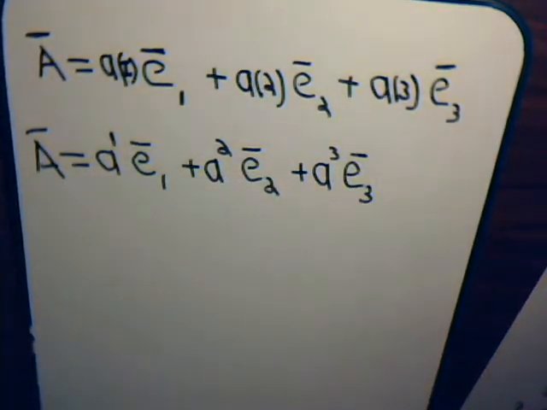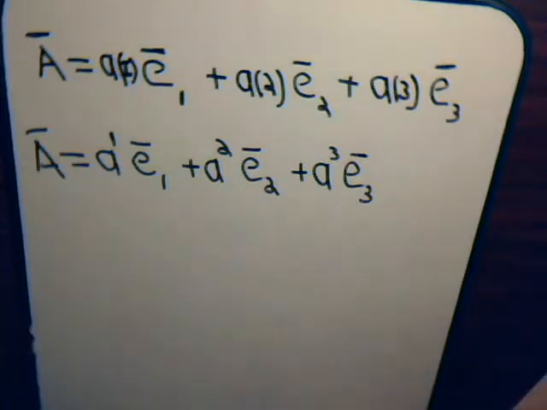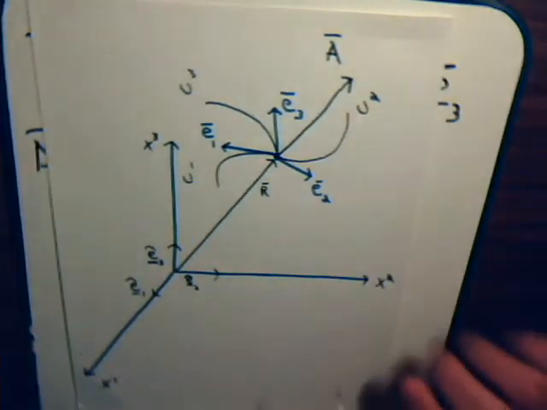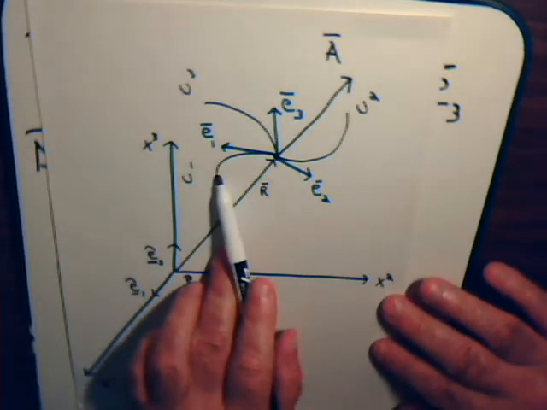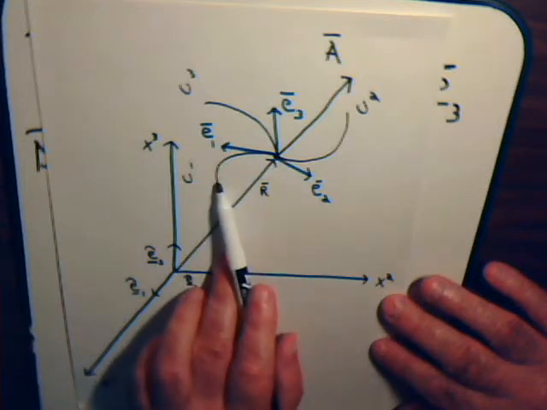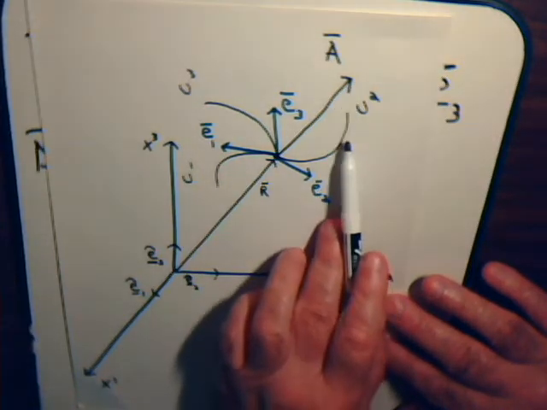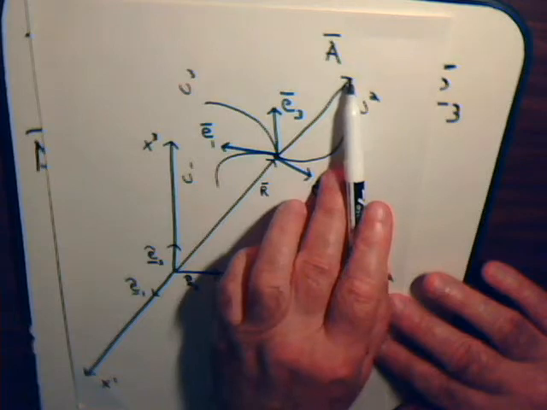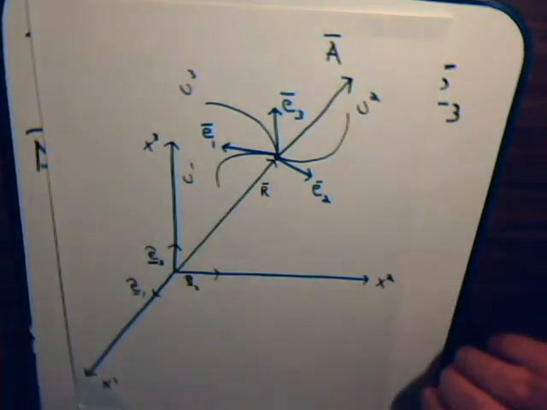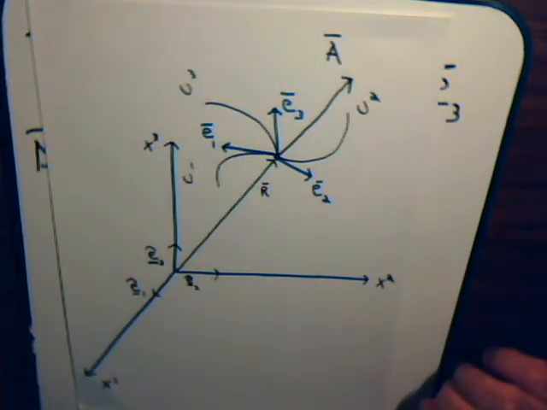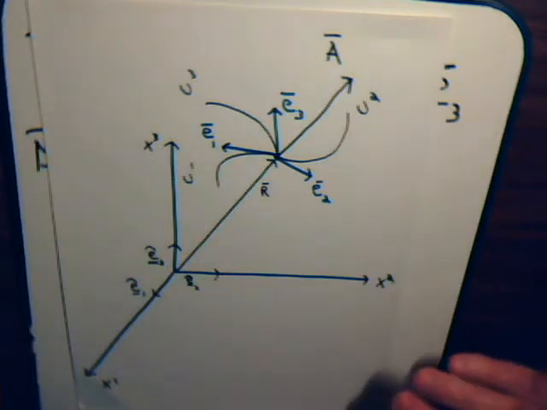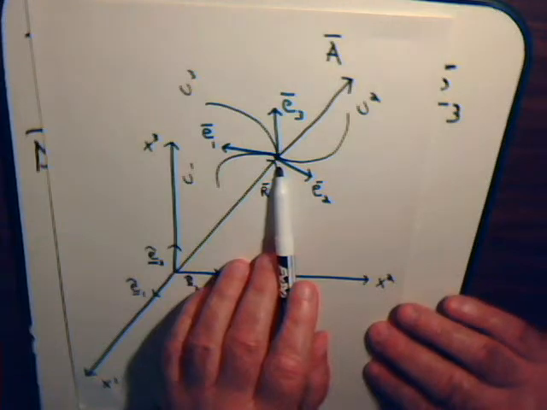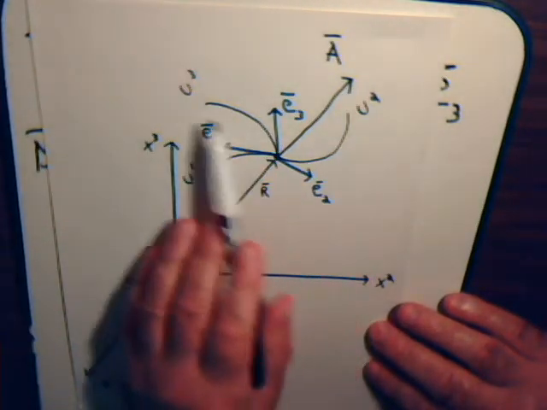And the reason for that is this: here we have a vector. We express this vector as summing its components along the coordinate axes. The components of A along the U1 axis, the components of A along the U2 axis, and the components of vector A on the U3 axis.